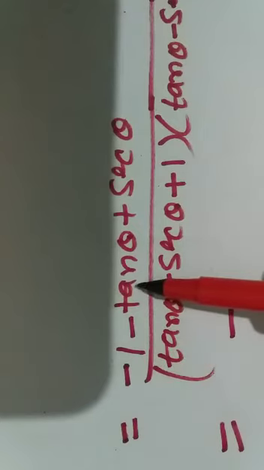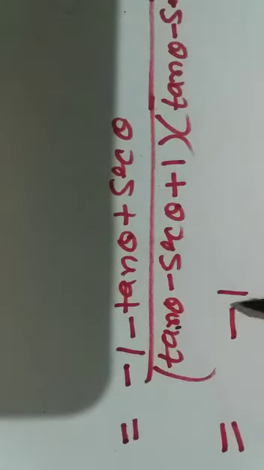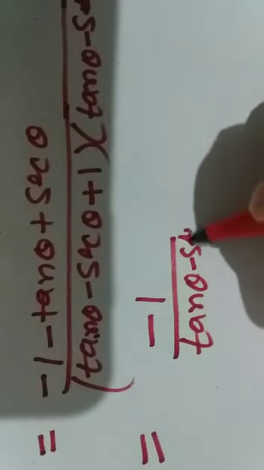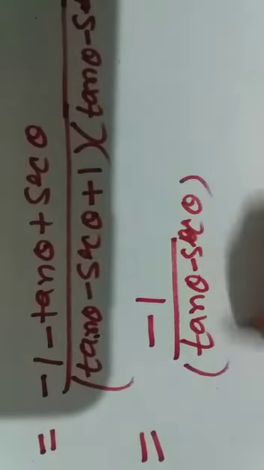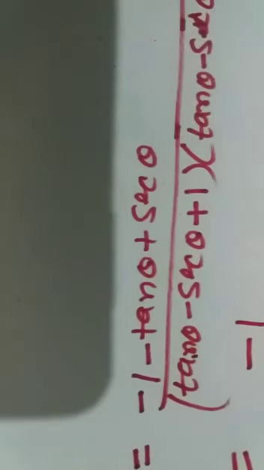If you take minus common, then this will be 1 plus tan theta minus sec theta. So this will be minus 1 by tan theta minus sec theta. Is that okay? And we want sec theta minus tan theta, so again you take minus common. So this is 1 by sec theta minus tan theta, and this is equal to our RHS. Okay? See students, this part is clear to you.